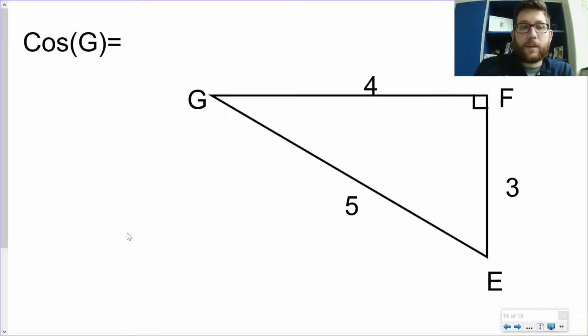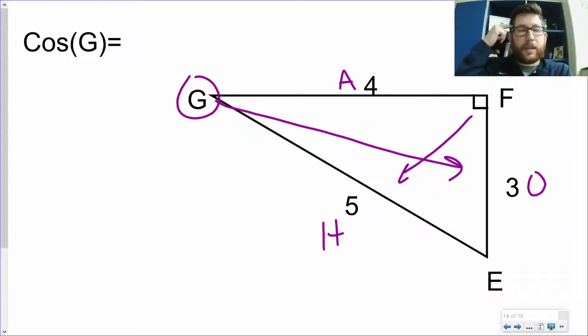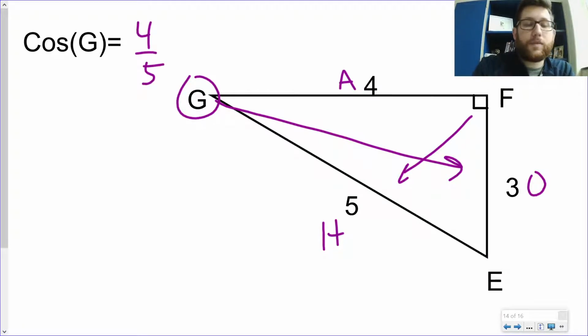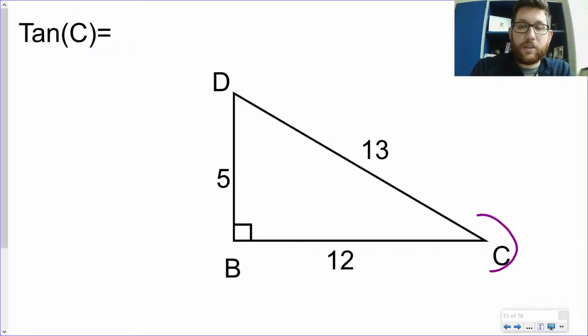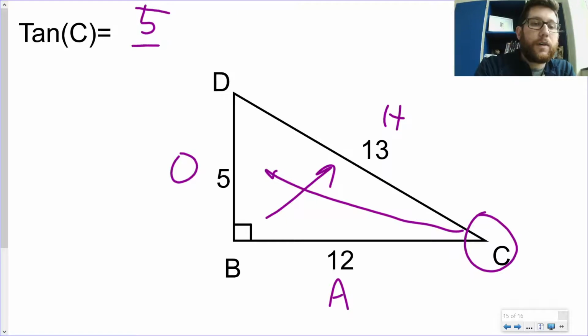Let's look at two more. Cosine of G. So here's my H side. Here's my angle, right? So that makes this my O side. This is H because it's opposite the 90. This is my A side. Cosine, if I remember, is A over H. So it is 4 over 5. All right, last one here. Tangent of C. So I'm dealing with this angle C here. There's my H side. This one over here is my O side. That's my A side. Now I get 5 over 12 because it's O over A.